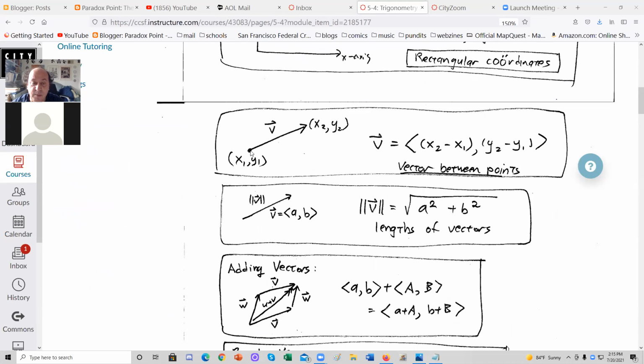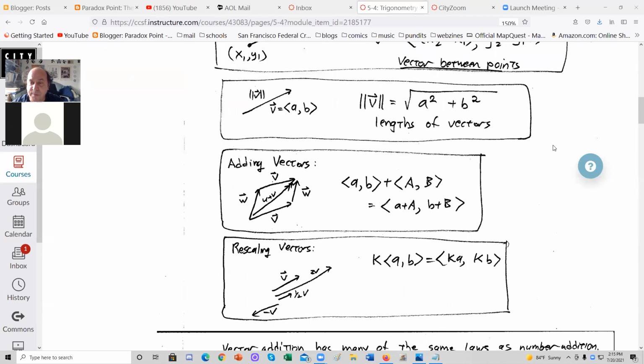Given a vector between two points x1, y1 to x2, y2, the displacement along the x direction is terminal value minus initial value, x2 minus x1. The displacement along the y-axis is y2 minus y1. So v equals x2 minus x1 by y2 minus y1. This is the value of a vector pointing between two points.